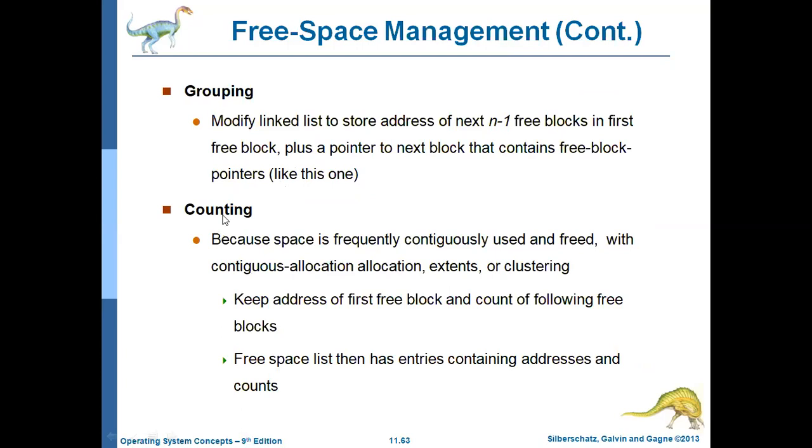One more way is counting. Because space is frequently contiguously used and freed, with contiguous allocation, extents or clustering can happen. Keep the address of the first free block and a count of following free blocks. Have a count header and go on increasing the count value. Through this you can get to know how much free space is available. The free space list then has entries containing addresses and their respective counts.